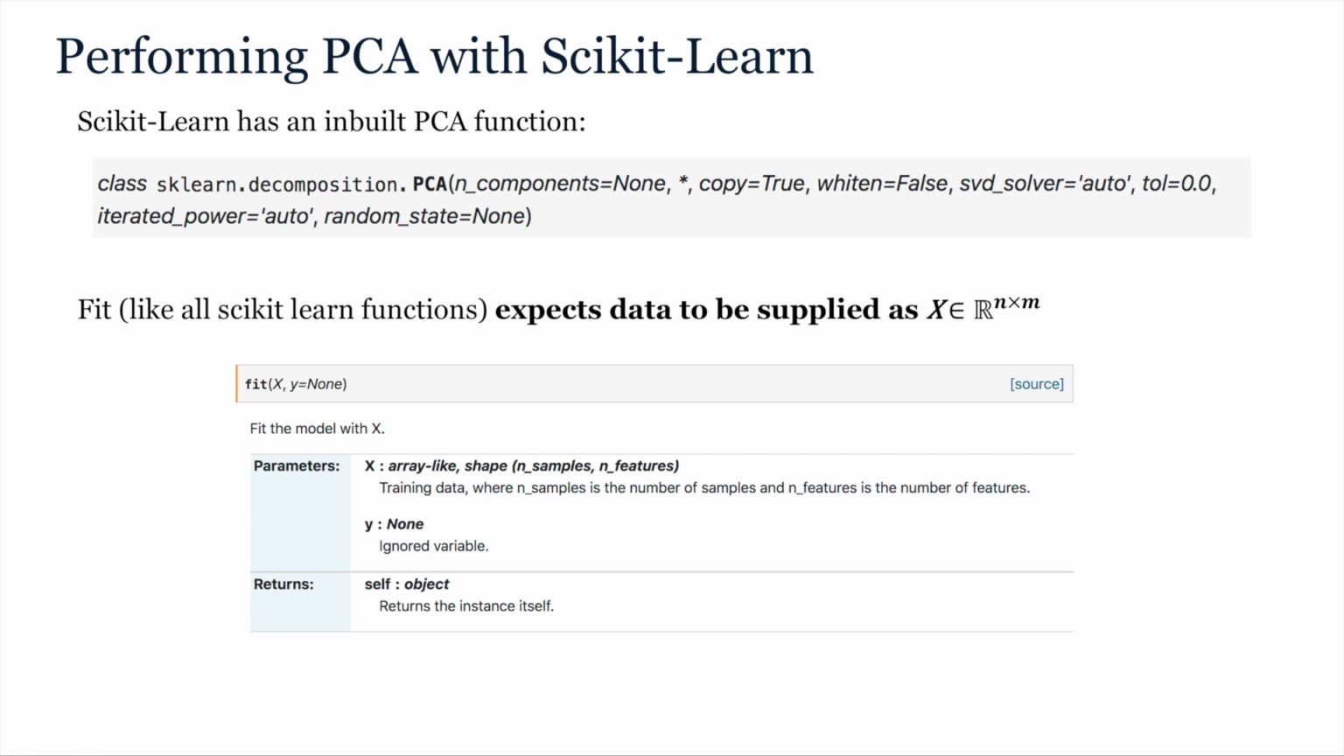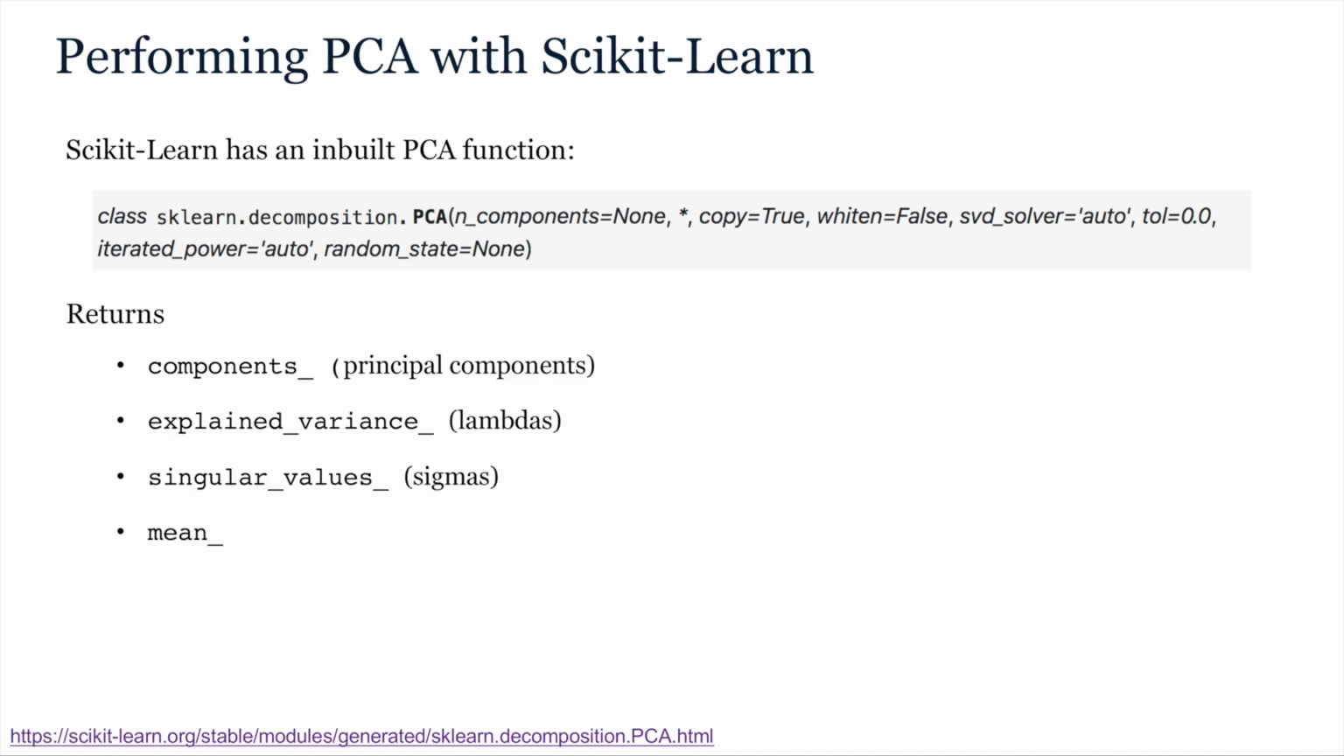Noting that, as with all scikit-learn modules, it will be expecting the data to be supplied with examples on the rows and features on the columns. So this is the transposed orientation to the convention that we've used thus far. Once fit, the PCA class has a number of attributes that it can return, including the components, the explained variance, or the lambdas, the singular values, or their sigmas, and the data mean.